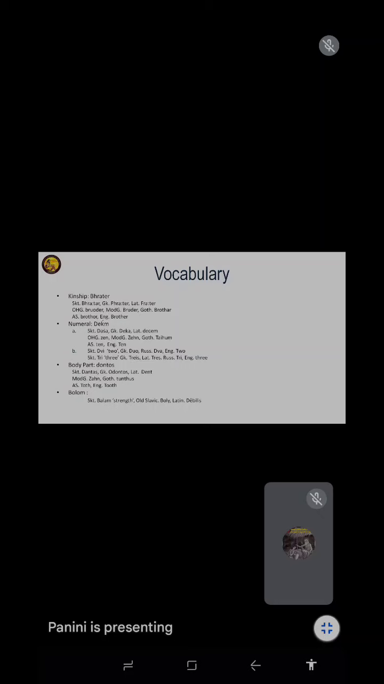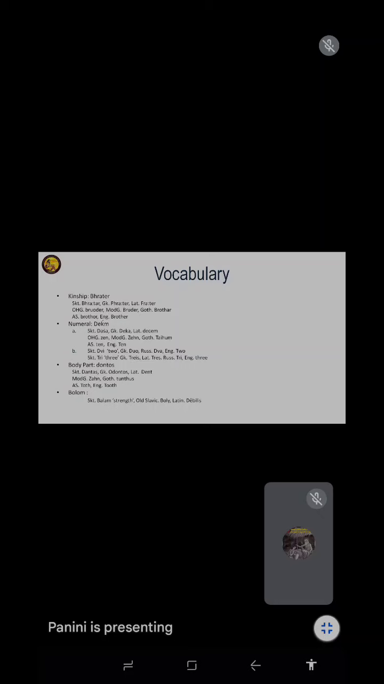Take some numerical terms, because every language has numerals, the sankhya. Take one example: Sanskrit dasa, Greek deka, Latin decem, Old High German zehan, modern German zehn, Gothic taihun, Anglo-Saxon ten, English ten. Take another word where our Russian friend is there, he will correct us. Sanskrit dvi, that means two, Greek duo, Russian dva, English two. Sanskrit trayas, which means three, Greek treis, Latin tres, Russian tri, English three. Now take some body parts, which are again original to a language.